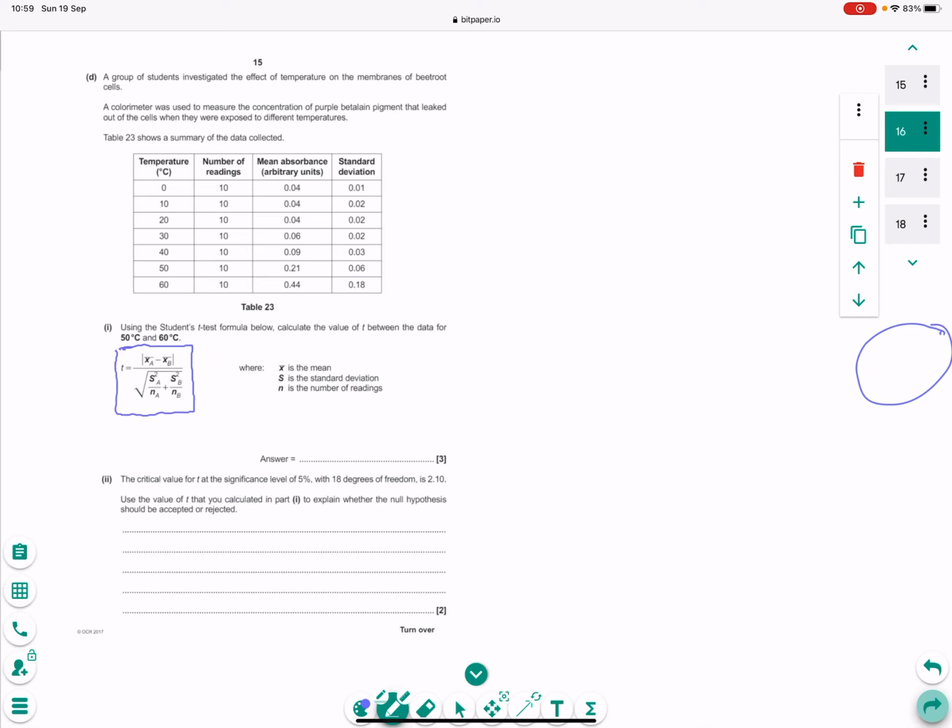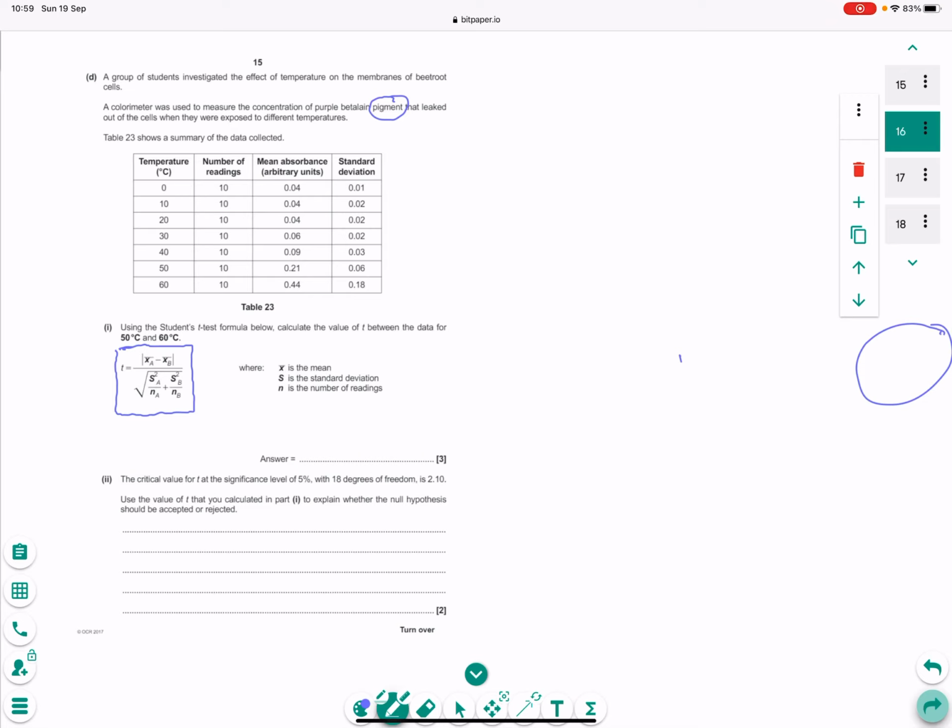Okay, so this is where maybe non-math students might panic a bit, think, oh, Christ. Right. D, a group of students investigated the effect of temperature on the membranes of beetroot cells. So this is an experiment you might have done if it had not been for the pandemic and you were kept away from school. But you might have done it, I don't know. A colorimeter was used to measure the concentration of purple betalain pigment. Let's just call it pigment to simplify.